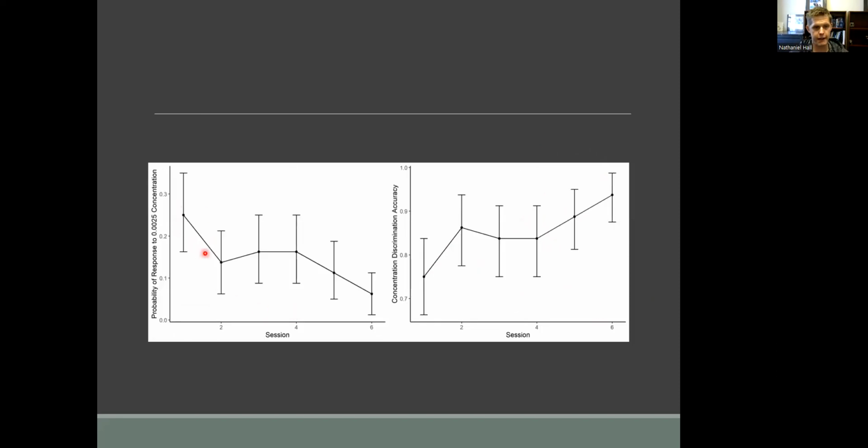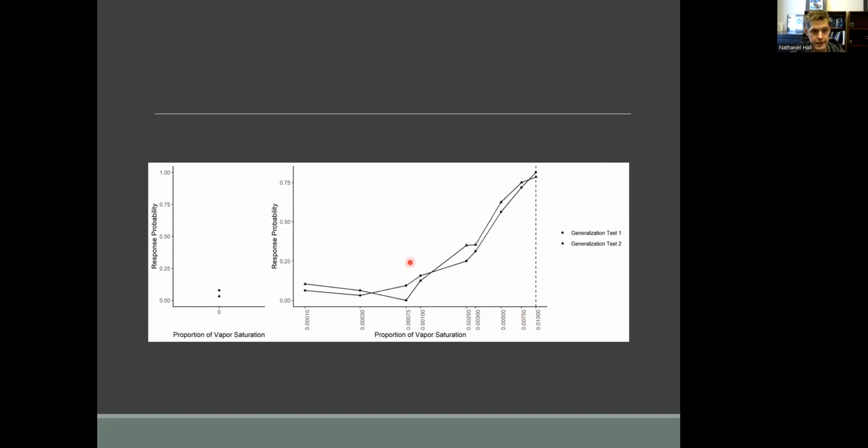What we found is that we could definitely train the dogs not to respond to the 0.0025 concentration. And what we found is that when we tested the dogs a second time, after we trained them not to respond to the 0.0025 concentration, they actually showed the exact same generalization gradient. There was no real difference. So then what we thought is, well, maybe that's because it was happening in different sessions.